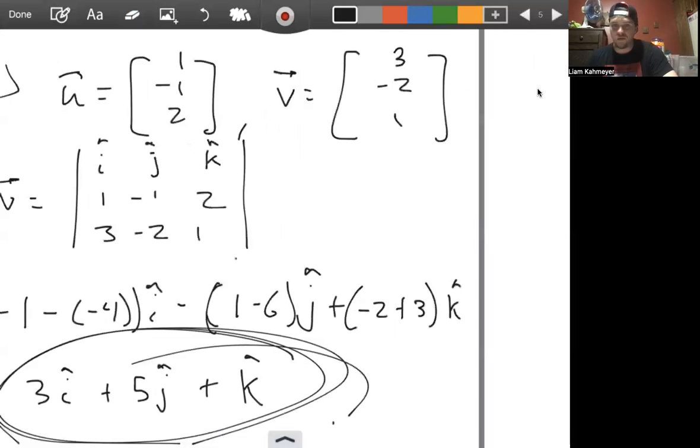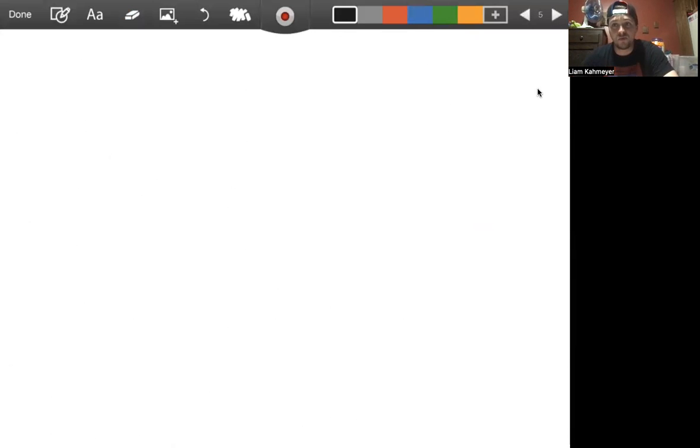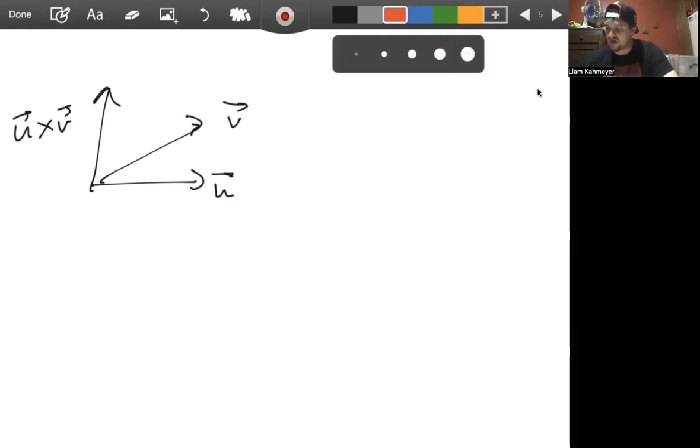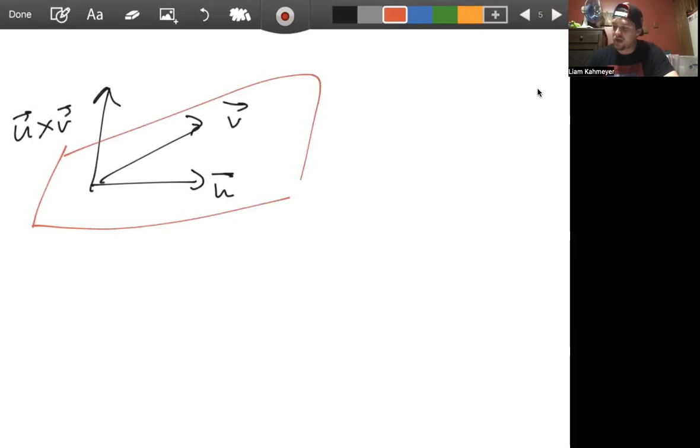Now that we've understood the cross product through an algebraic or analytic lens, let's understand what the geometry of the cross product is. So if we have the cross product of two vectors, u and v, we know the resultant vector, u cross v, is a vector perpendicular to both u and v. But you could ask yourself, well, for a plane containing u and v, there are two directions of a normal vector.